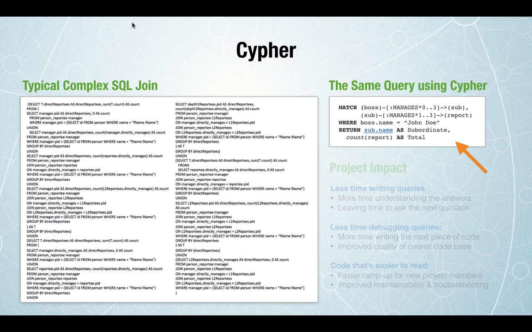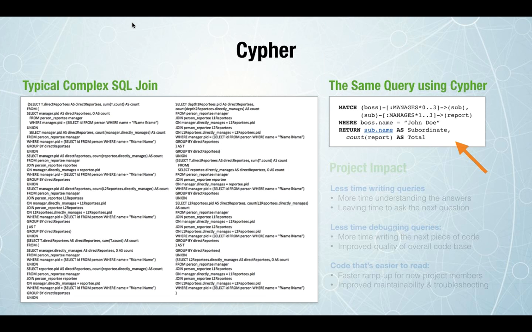where now you're doing a pattern match for some boss that up to 3 levels deep manages some people under them, some subs, and those subs also have some reports underneath them. And where the boss's name is some John Doe, and you want to find all the sub names and just count up how many reports they have directly to them. That's it. Those are equivalent queries.